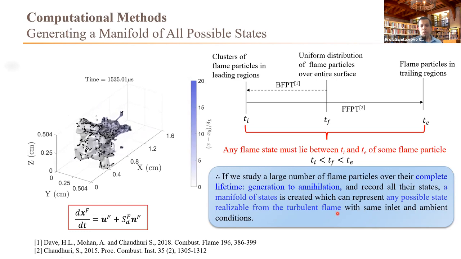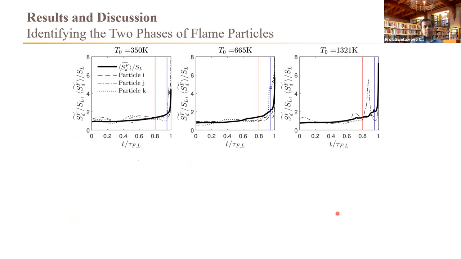All right. So with this information available, let's look into what happens for the displacement flame speed. So now on the y-axis, we have the density-weighted flame displacement speed normalized by the unstretched planar laminar flame speed for individual particles, which are given by these thin lines, and also for the average of this entire set of flame particles that we generate. And we plot it in terms of normalized time. T equal to zero means the start of the simulation when they're clustered in the generating locations, in the leading locations, and T normalized by their lifetime equal to one means when they annihilate in the trailing locations.